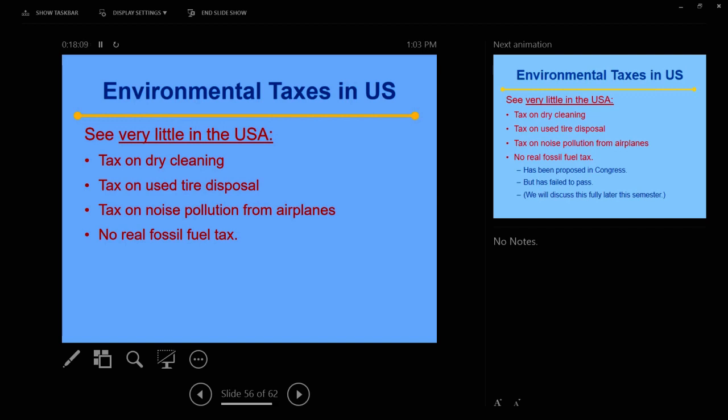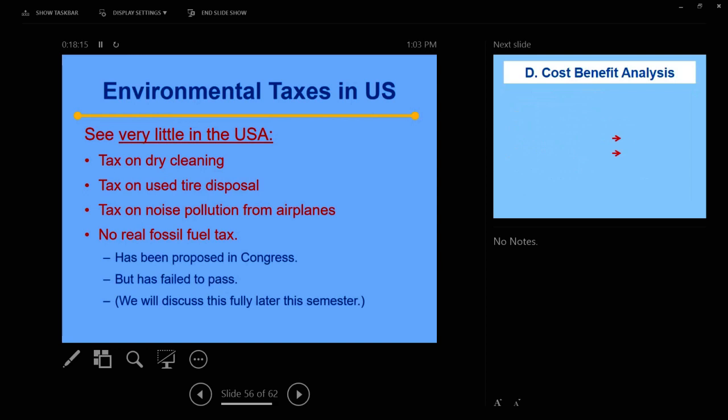In our country, however, we have no real fossil fuel tax. In other words, we really don't have a carbon tax. Interestingly, it's been proposed by Congress, but it's failed to pass. And we're going to discuss this later this semester, but we just have not been very successful.